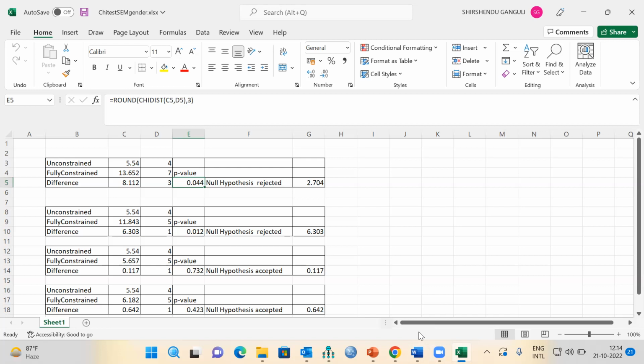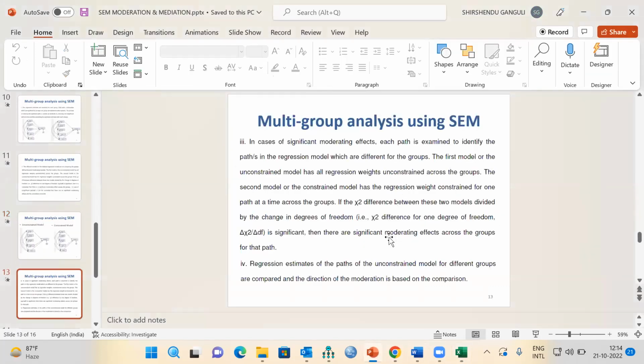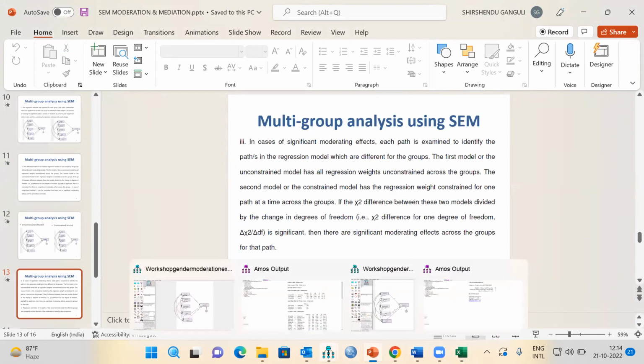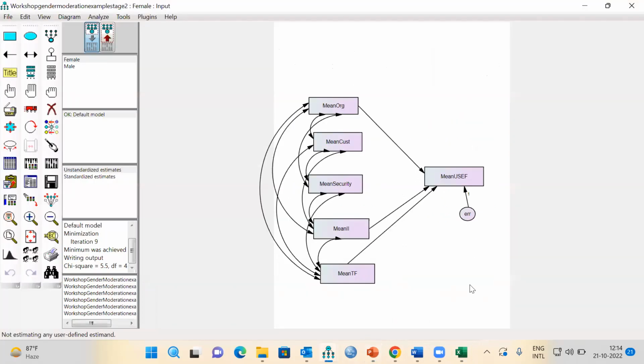what is the next step? Then you need to look at each of these paths, for each path, whether the moderation effect is there. How many paths are significant? 3 paths. Out of the 5 paths, 2 paths have been removed, and we checked for 3 paths.